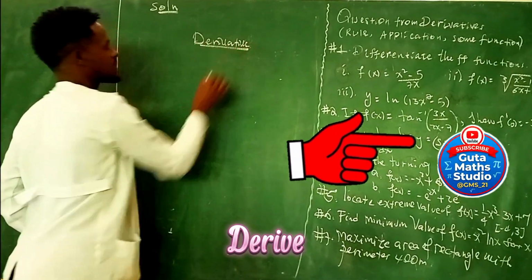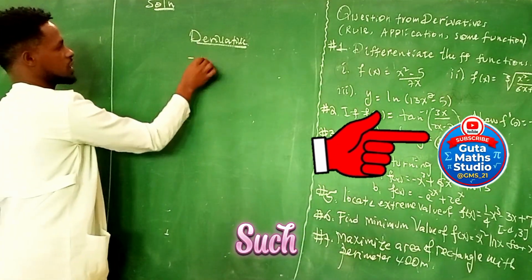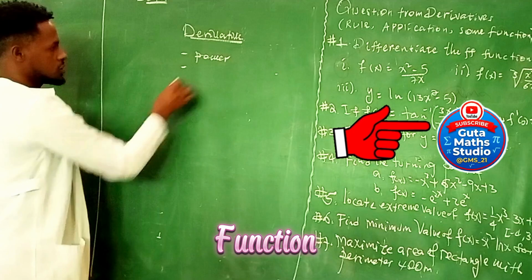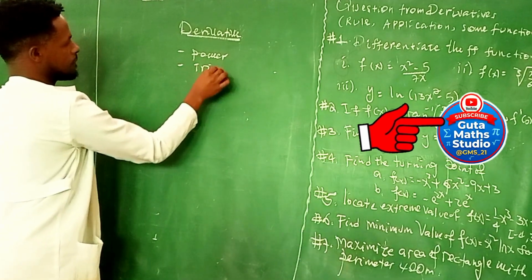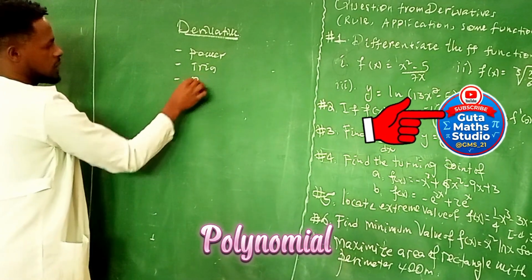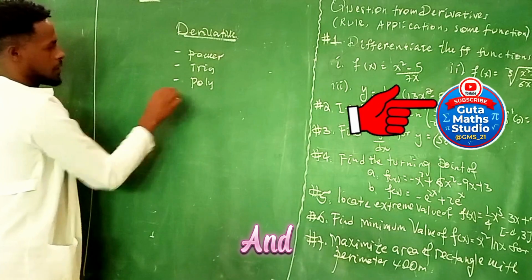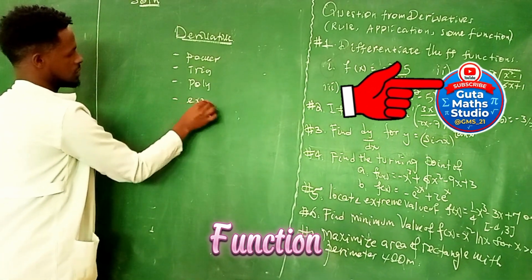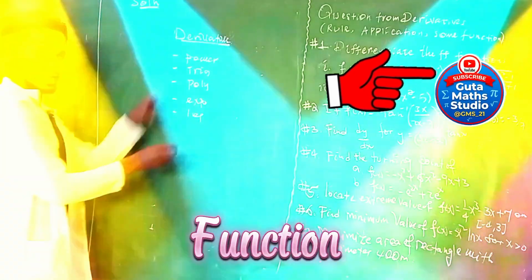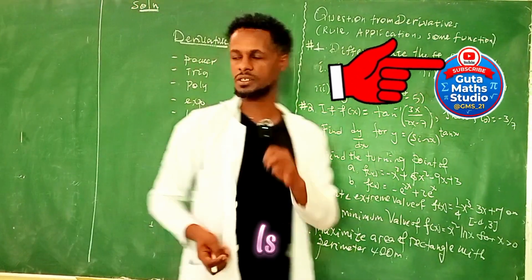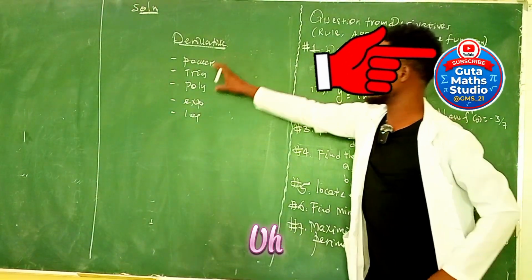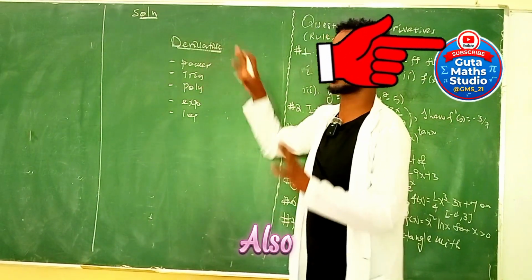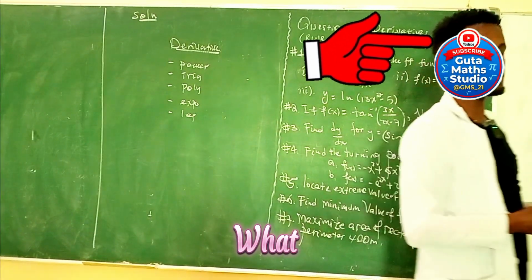You can differentiate special functions such as power functions, trig functions, again polynomial functions, and also some special functions, exponential functions and logarithmic functions. Okay, so today's topic depends on these five special functions, and also, derivative can be defined as what?